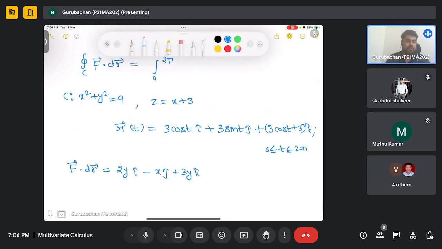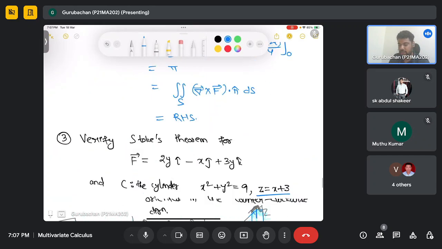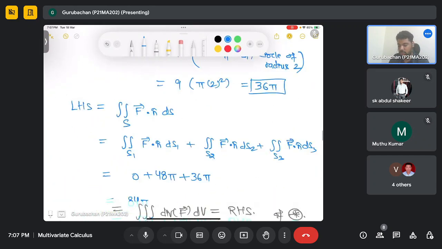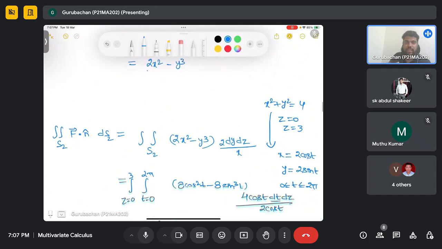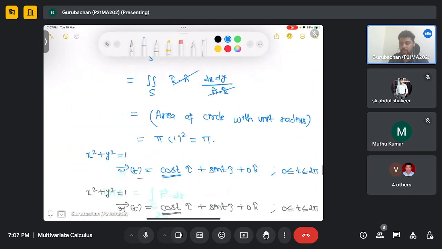See here, we are given that C is our curve, which consists of x square plus y square equal to 9 and z equal to x plus 3. So z is depending on this x. In the earlier cases, when you take x square plus y square equal to 9, z is constant. It is either 0 or 3. Here z is depending on x.